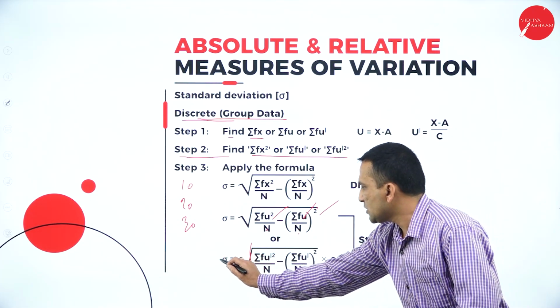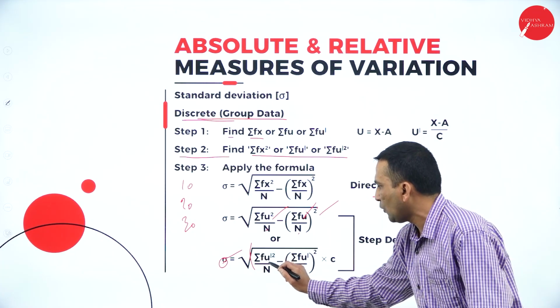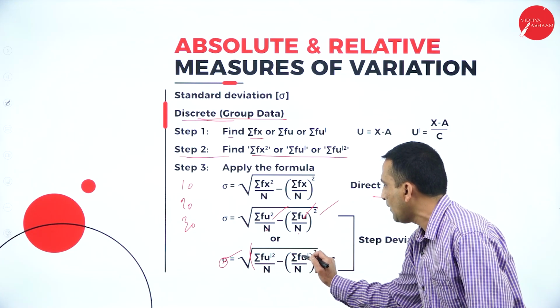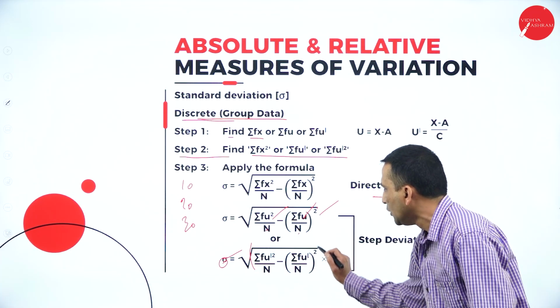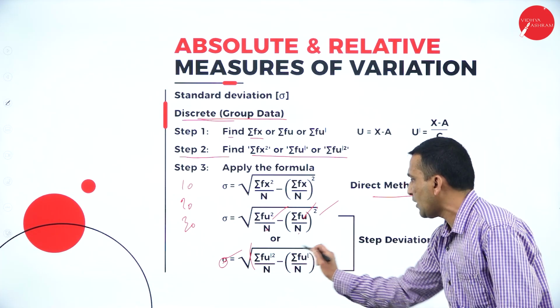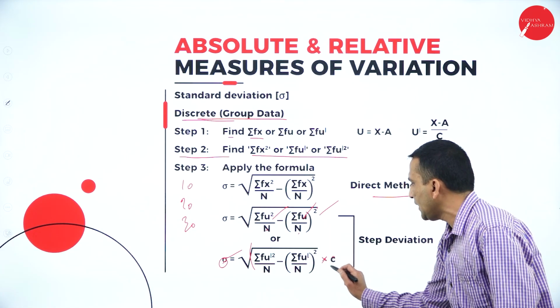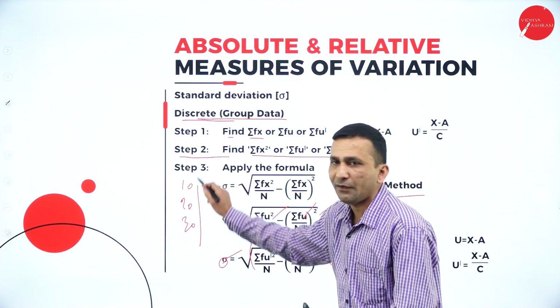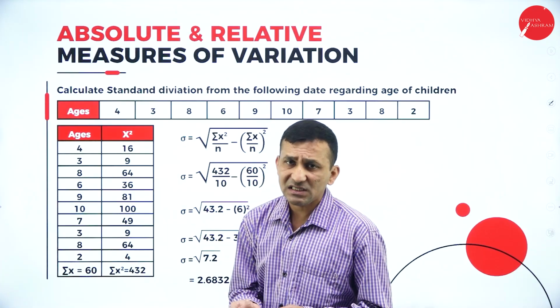So the standard deviation symbol is under the root: sigma fu dash square divided by n, minus sigma fu dash divided by n to the power of square. Outside of the square root we write C, which is an equal distance. Okay, now we are getting no difference. Okay, ungrouped data, discrete method.